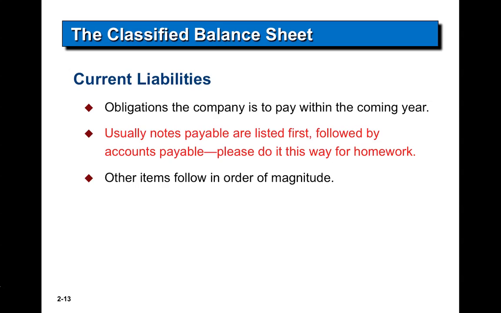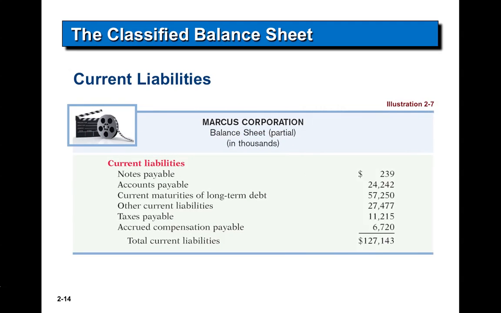Within the current liabilities section, companies usually list notes payable first, followed by accounts payable. And this is how you need to do it for your homework. Other items follow in the order of magnitude. It's an example of current liabilities for Marcus Corporation.